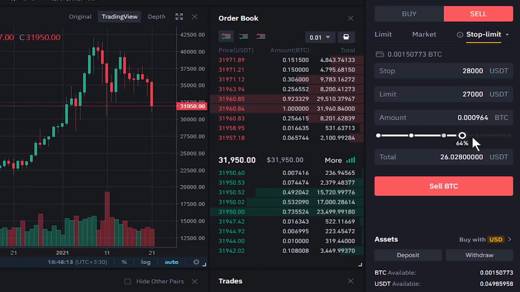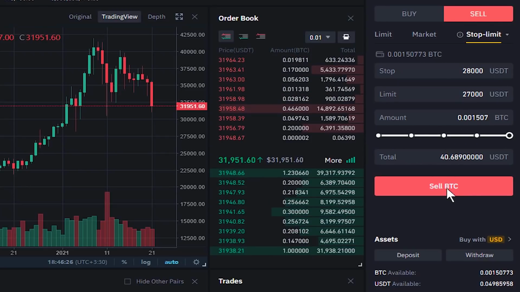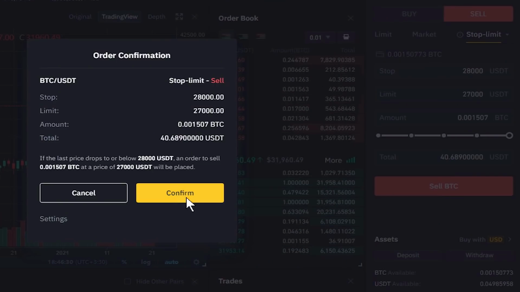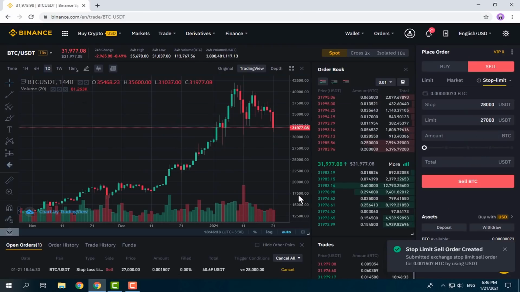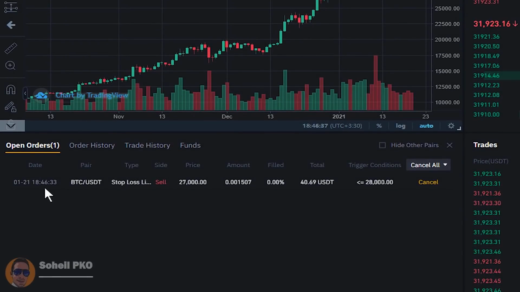And for the amount we set it on 100% of our total available Bitcoin, and by clicking on sell BTC, here's the confirmation, by clicking on confirm, and it's done, successfully placed. And here is the order information. As you can see here, we have a trigger condition which is less than 28,000. So when the price falls and reaches 28,000, this limit order, which is actually set on 27,000, becomes active and goes to the order book.